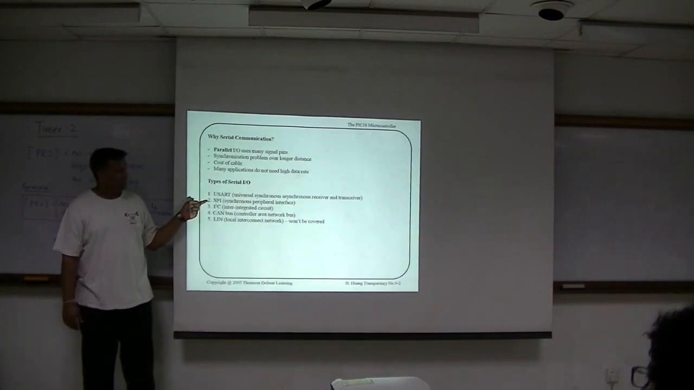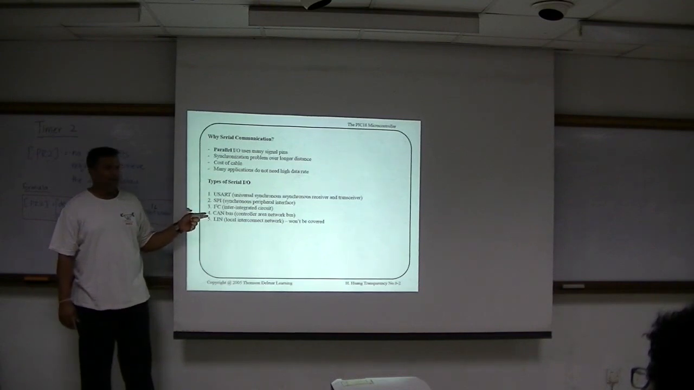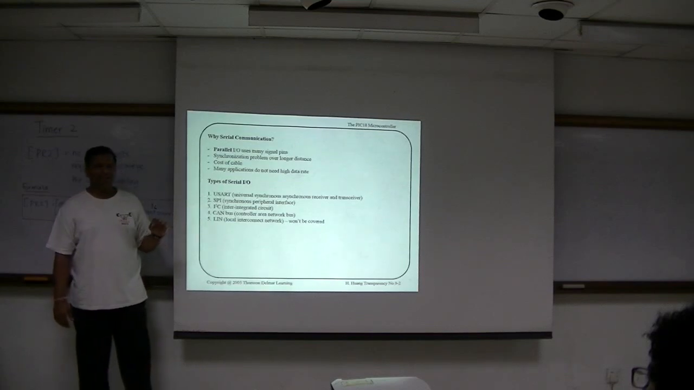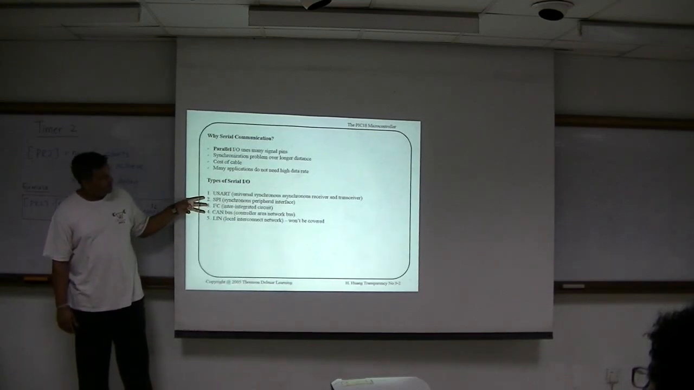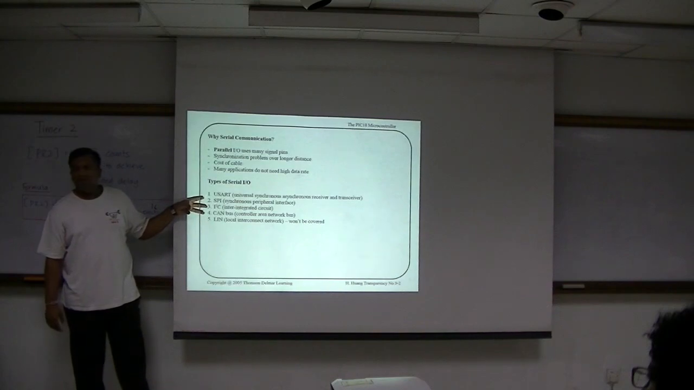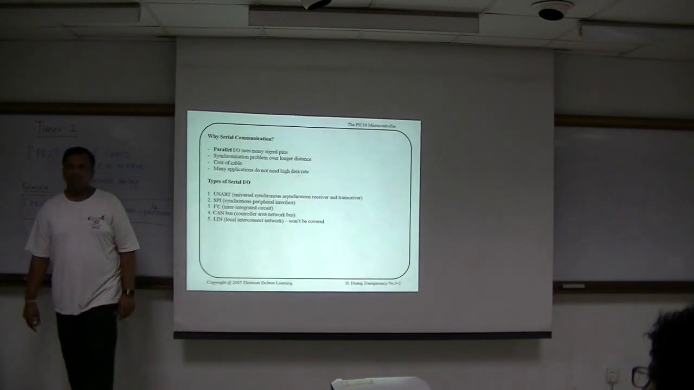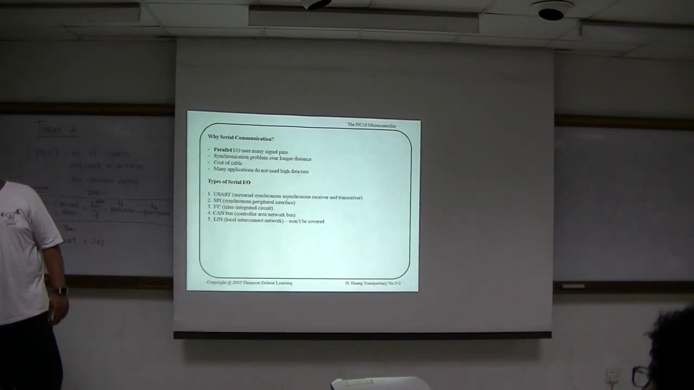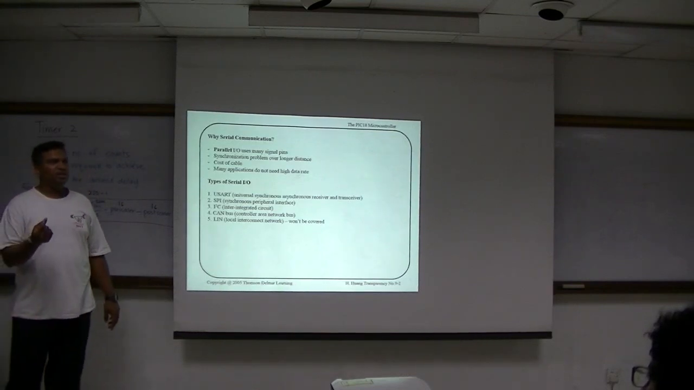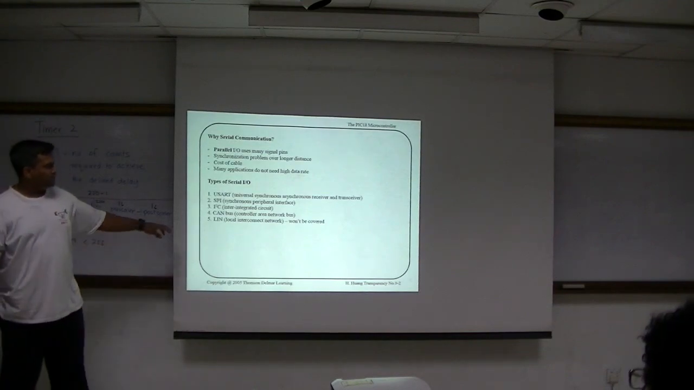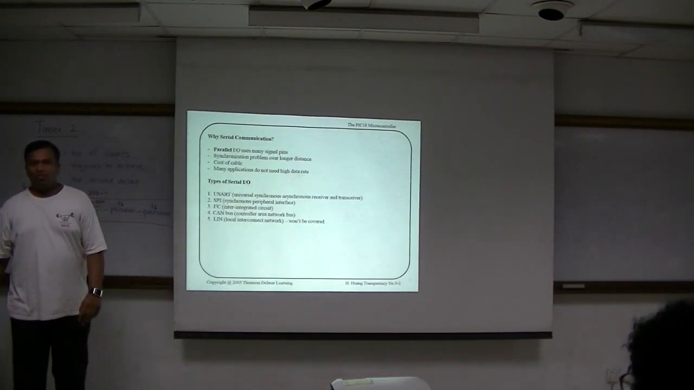Then you have SPI, synchronous. All these SPI, I2C, CAN and also LIN. Most of the time we deal with SPI, I2C and also CAN. These three are very prominently used in the industry. SPI, you know where it is used? Your SD card. Your SD card communicates with the electronic device, camcorder or whatever. It uses this type of communication.